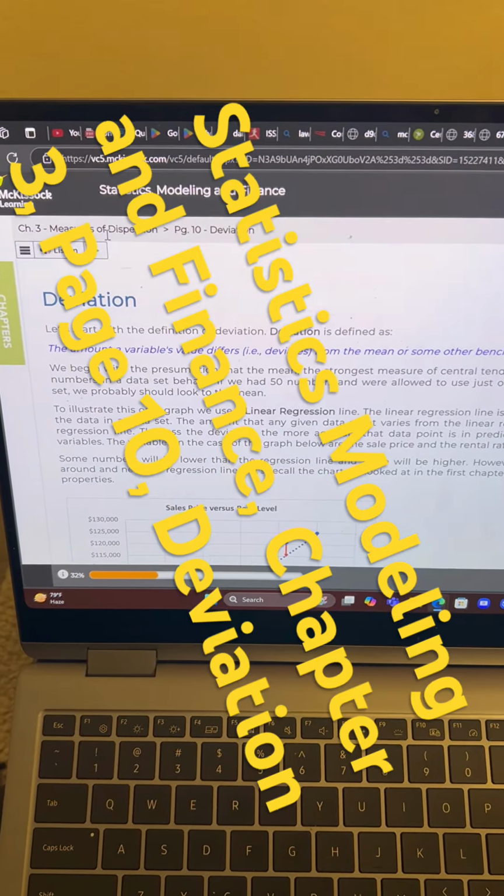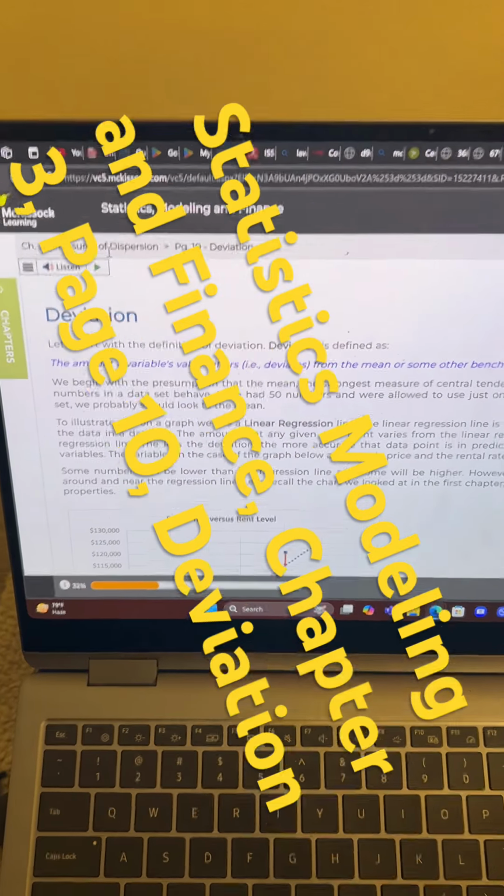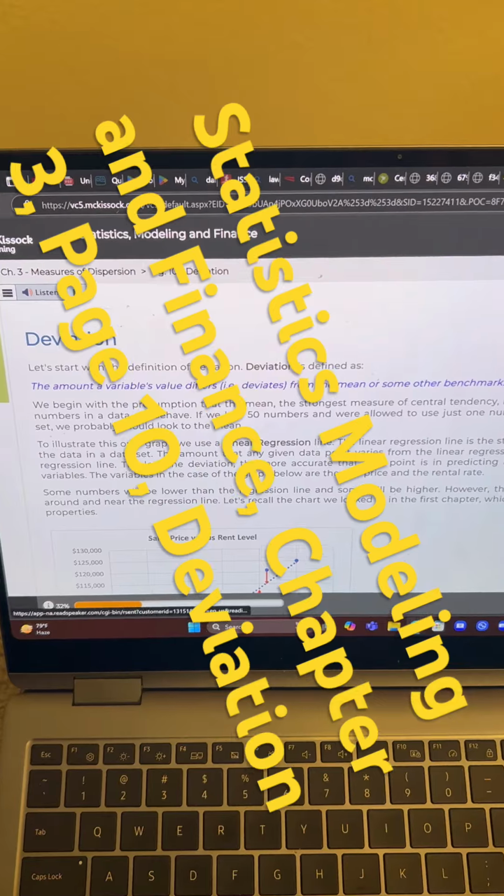Statistics, Modeling, and Finance. Chapter 3, Measures of Dispersion, page 10, Deviation.